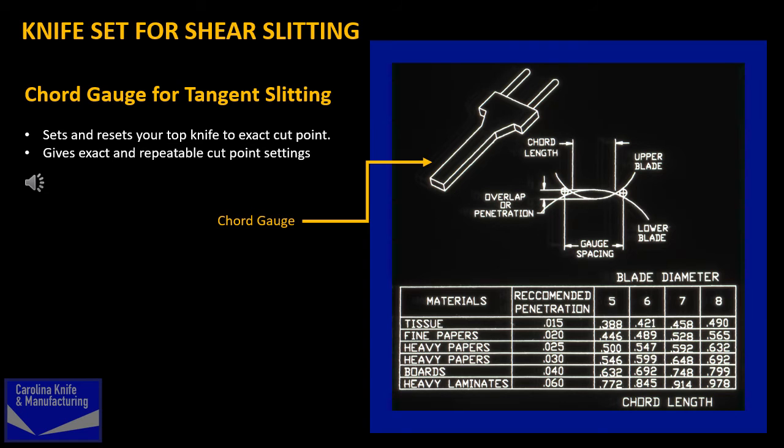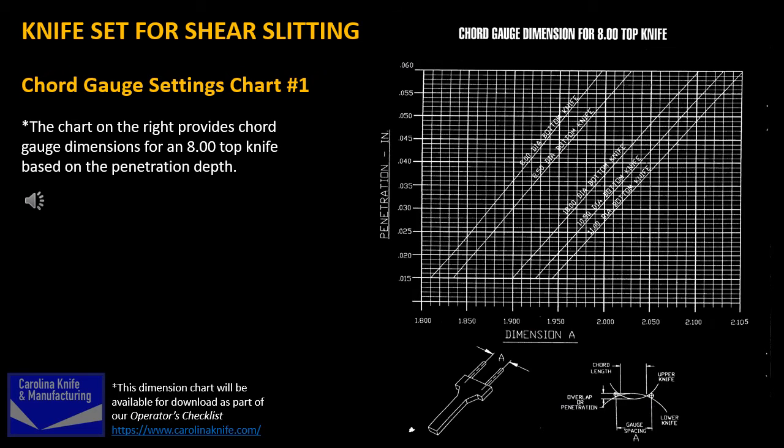In tangent slitting, to set and reset your top knife to the exact cut point, a chord angle gauge should be used. This will give you exact and repeatable settings to the cut point. For more chord set point gauges, go to pages 10 and 11 in our training manual or go to the resource section of our website.